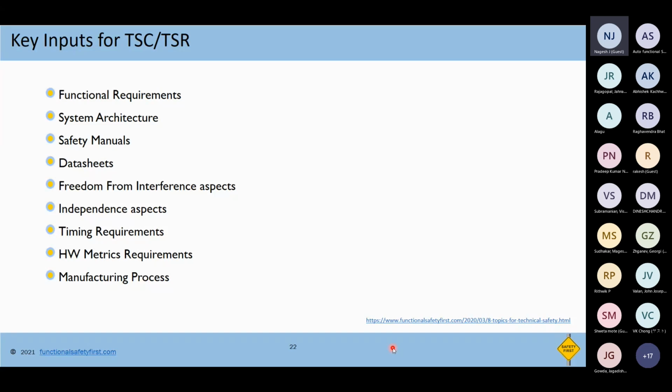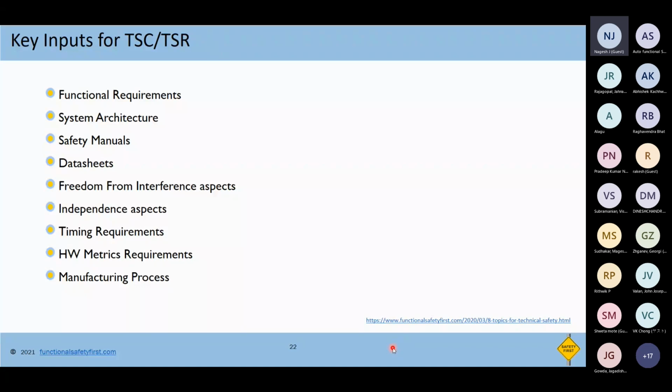Then you need to look at what your system architecture is. Whatever Soumya presented earlier is a key input that we need to have for creating a TSC or a TSR. And then we need to look at the safety manuals of your microcontroller or your various peripherals that you are using in your system. You need to consider that. Then the data sheets, because the data sheet is a treasure trove of information about the features provided in that peripheral or in that micro.